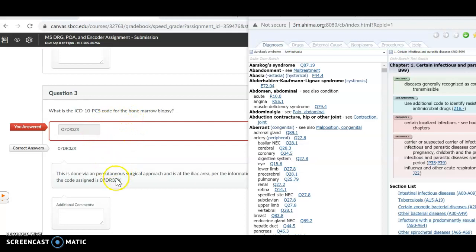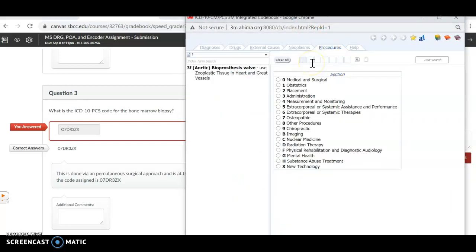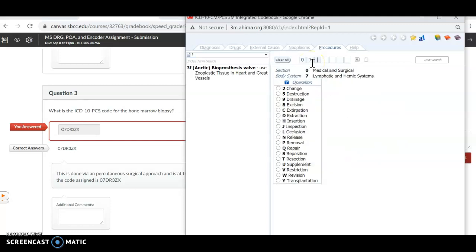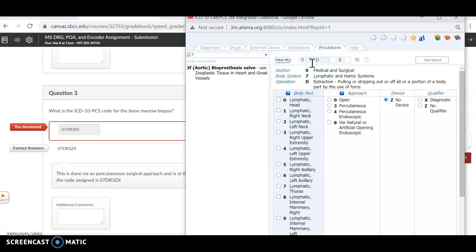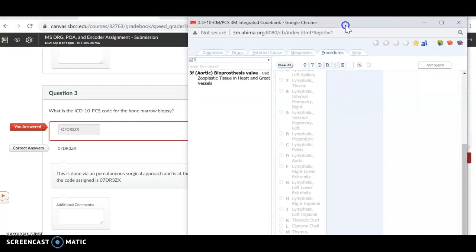So the bone marrow biopsy, one thing to keep in mind, so let me just pull the electronic book over. So we go with 07D, okay, because we are doing extraction, which you have. You also have the R, so you did do that correct. You have down bone marrow, which is good. And then you have 3, which is correct, and ZX. So everything is correct here.